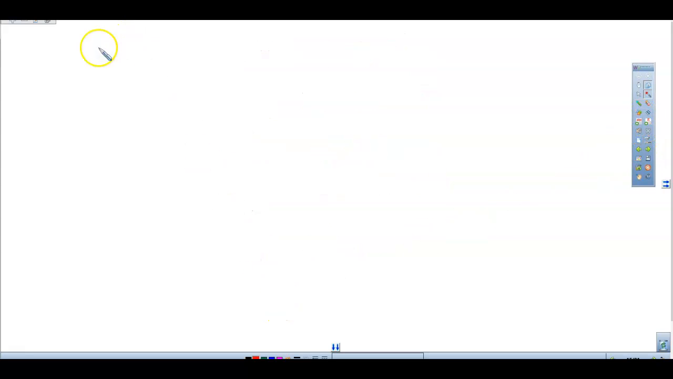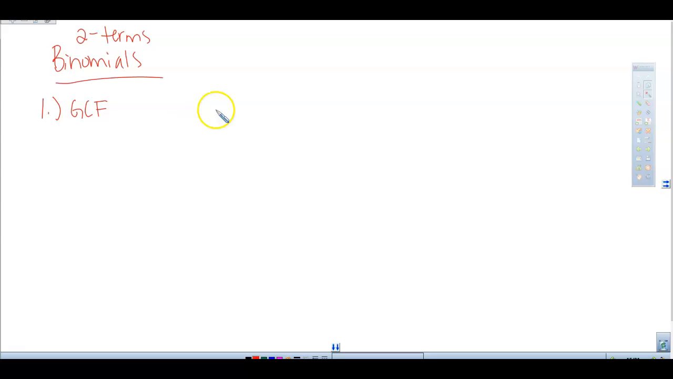So to review, we have binomials. The prefix bi tells you there's 2, so we have 2 terms. The ones with 2 terms, we first check for a GCF. We don't always have a GCF. Sometimes it's just dots. So if you have a GCF, make sure to take it out. And then the next thing you want to do is check for dots.